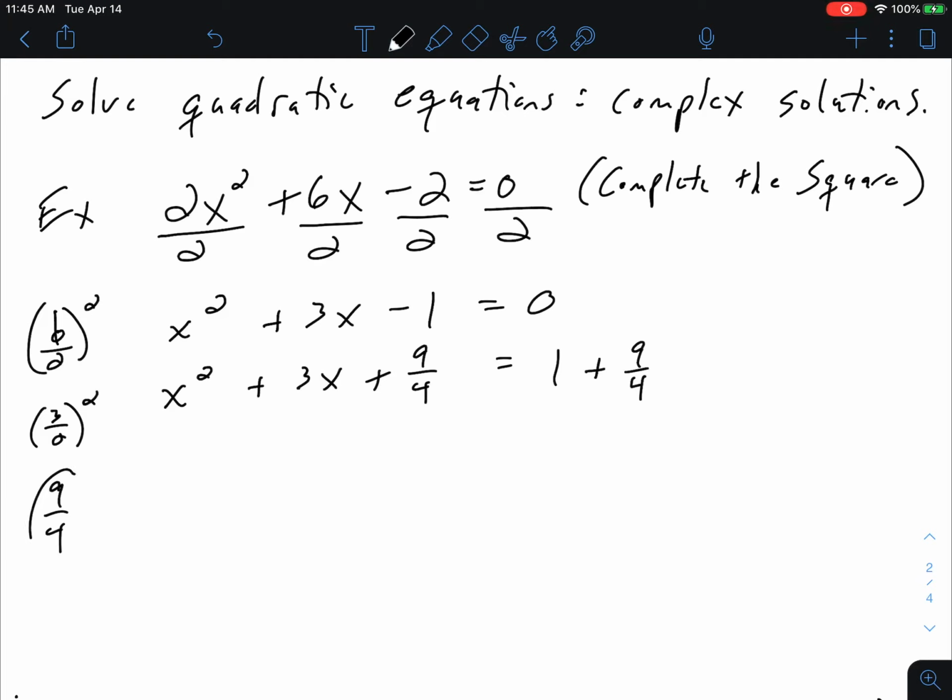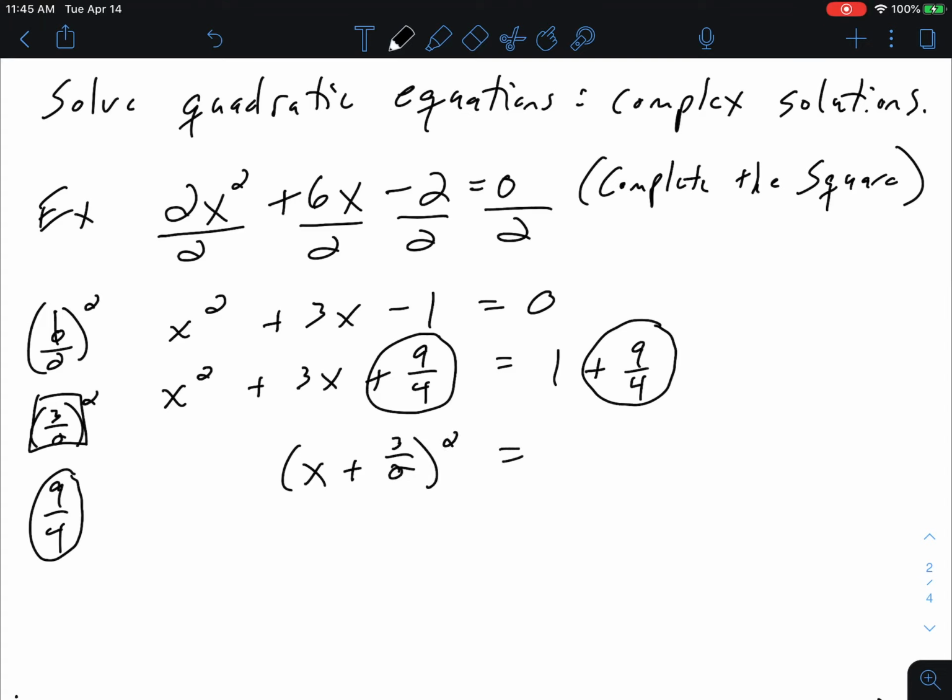Okay, so that number right there you have to add in here, which is going to make that trinomial a perfect square trinomial. And then to keep the equation balanced, you also have to add it to the other side. Okay, so we already know the factor. It's going to come from right here, so it's going to be plus 3/2.